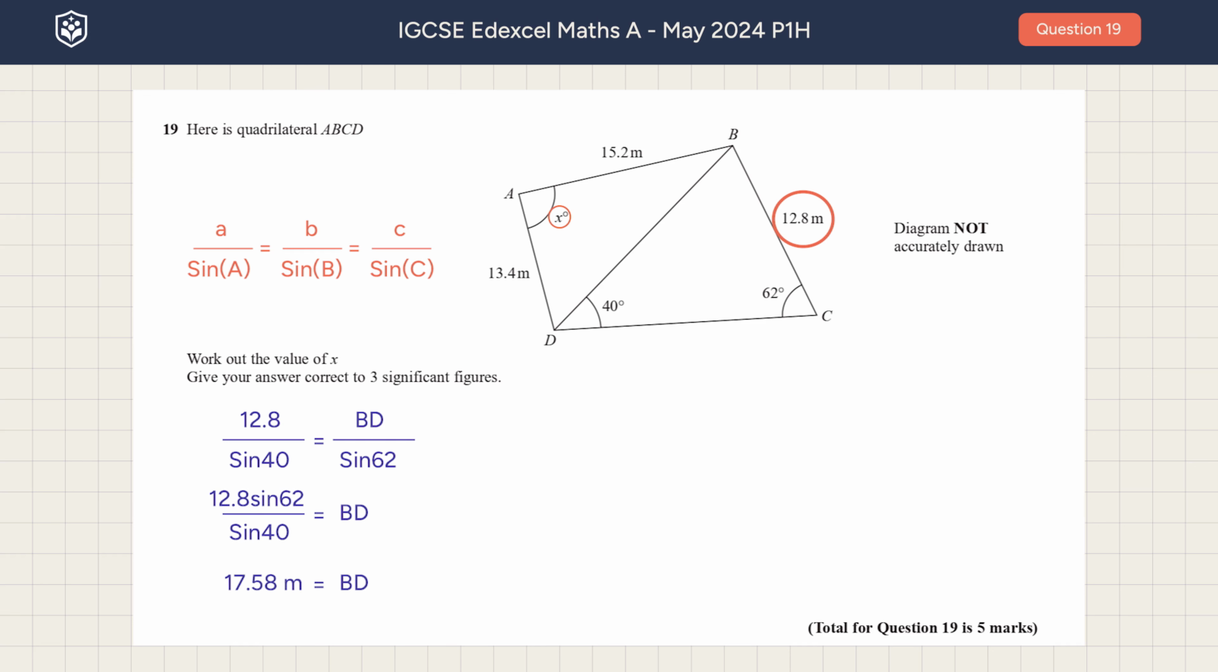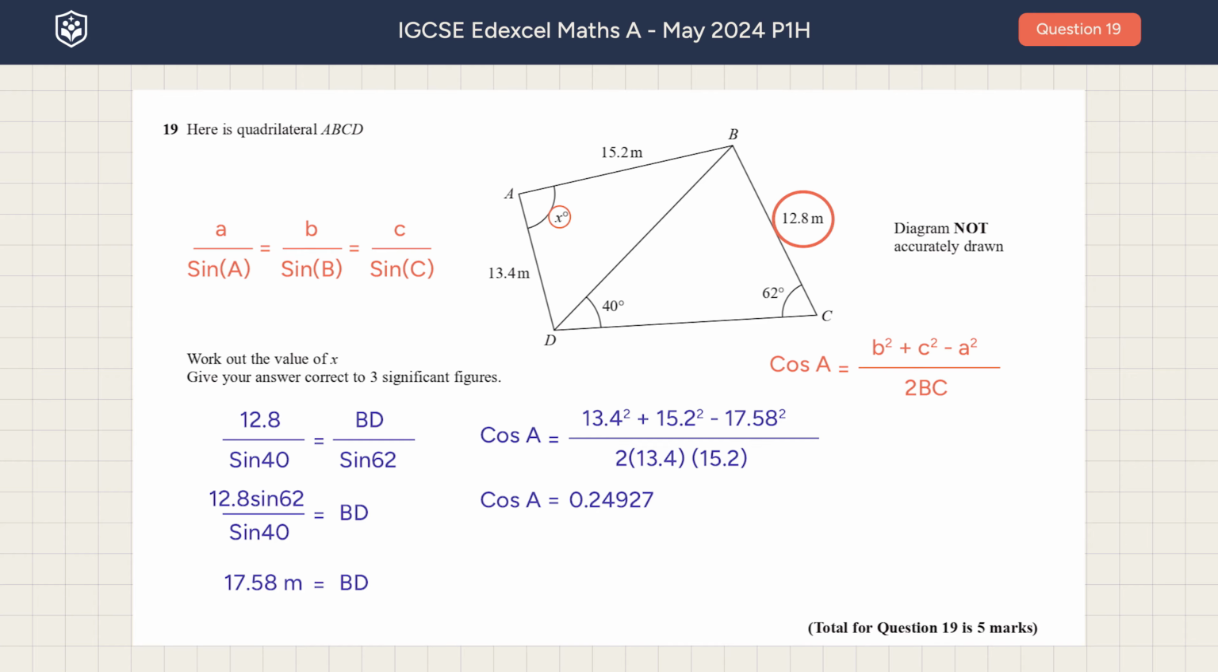Now that we have BD, we can go back to triangle ABD. With 3 lengths and a missing angle, we can apply the cosine rule, which says cos A equals b squared plus c squared minus a squared over 2bc. So using this rule, we can write cos A equals 13.4 squared plus 15.2 squared minus 17.58 squared, divided by 2 times 13.4 times 15.2, which equals 0.24927. Then we have to find cosine inverse of that, which is 75.6 degrees, and that is our answer.